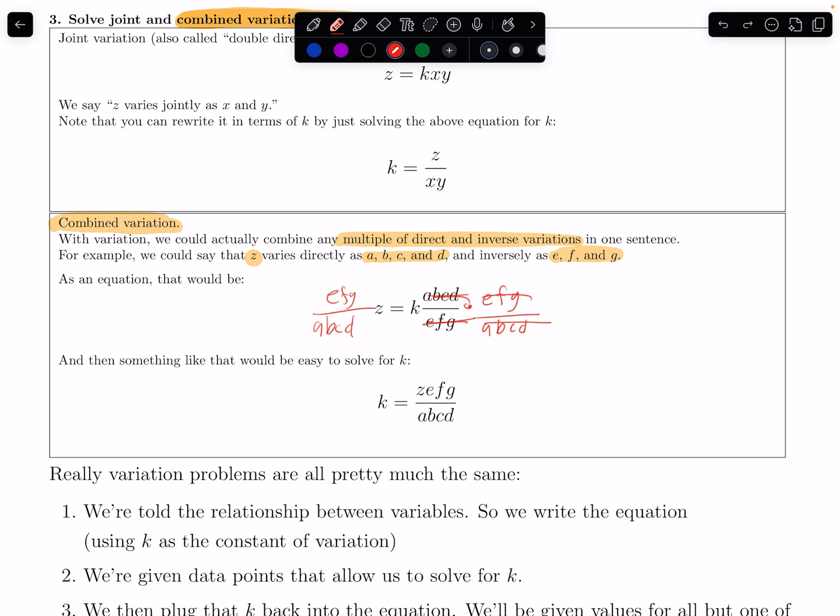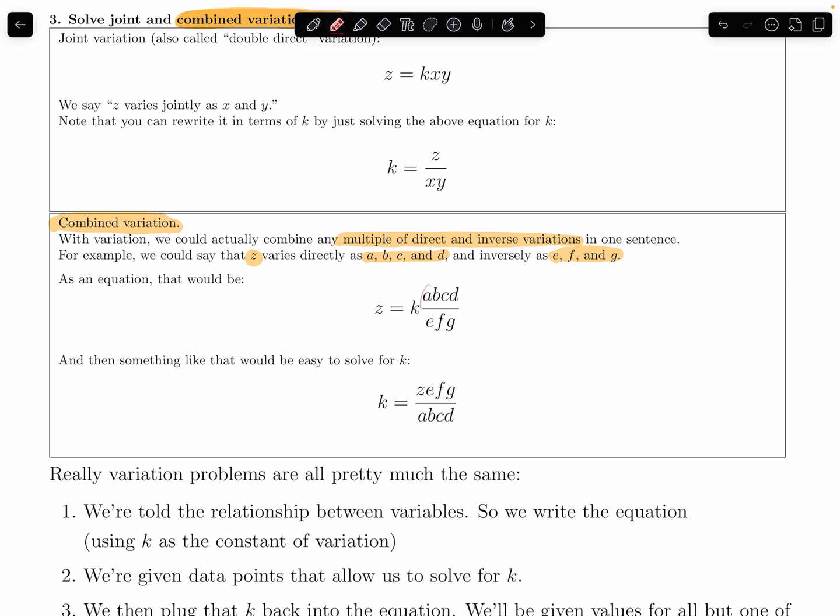But in practice, when we solve these things, we're going to be given enough numbers that we can actually solve for the k. So all these other guys are just going to be numbers: A, B, C, D, E, F, G. Those are all going to be numbers when you solve for it, even the z. And then we'll just have to solve for that k.